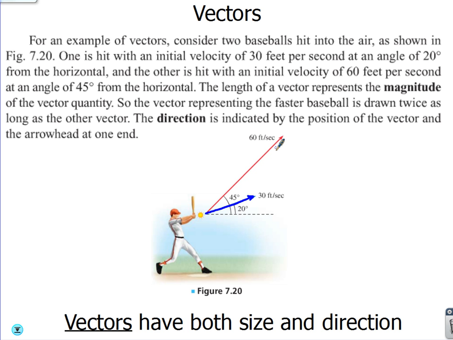The length of a vector represents its magnitude. The harder something's hit, the longer the vector. So the vector representing the faster baseball is drawn twice as long as the other vector. The direction of the vector is indicated by the position of the vector and the arrowhead at one end. So, to make a long story short, what you need to know: vectors have both size and direction. They indicate where it's going, and how fast it's going to get there. Vectors have both size and direction.